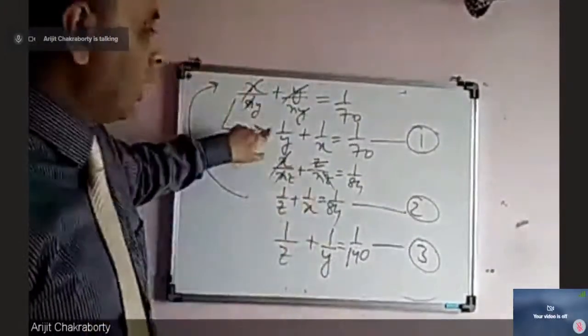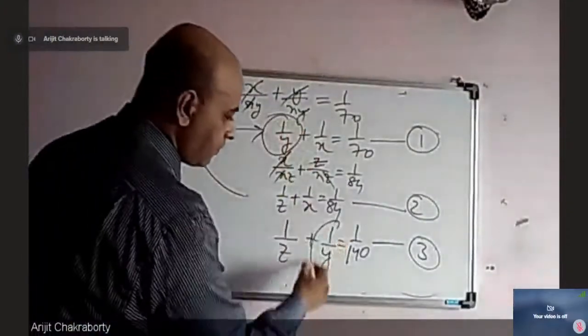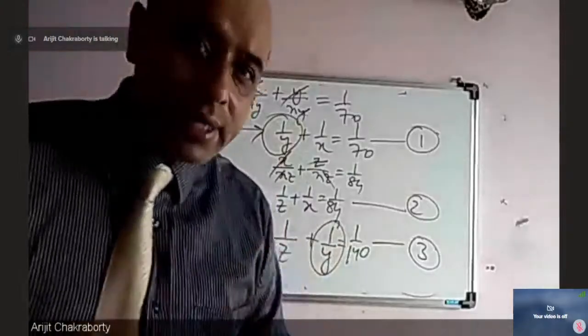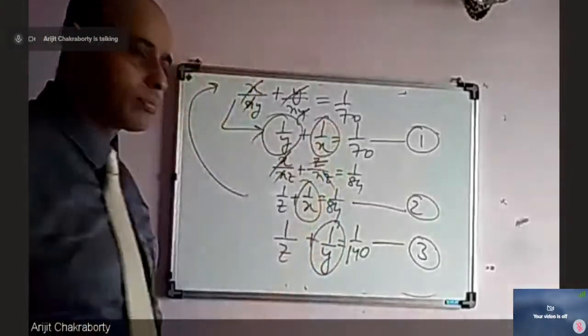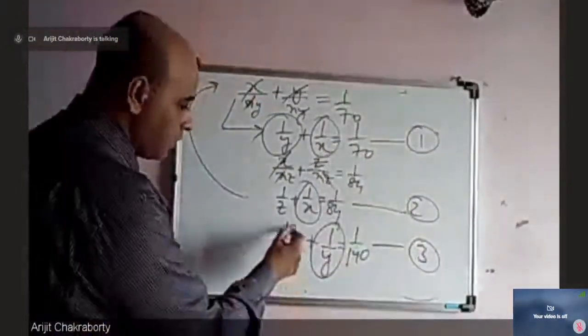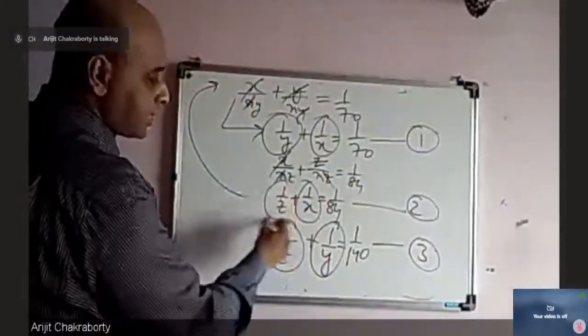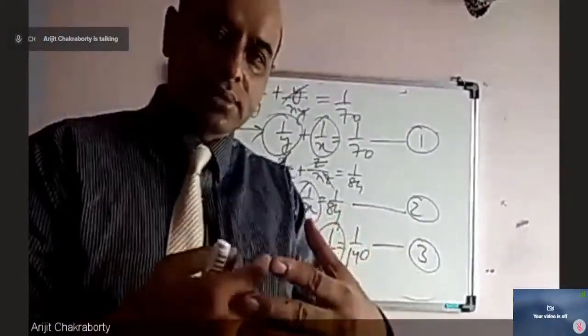So these 3 equations, please see. 1/y is coming 2 times, here as well as here. 1/x is also coming 2 times, here as well as here. And 1/z is coming 2 times, here as well as here. So if you add all these 3 equations, right?